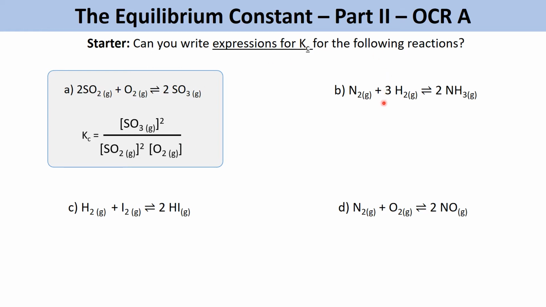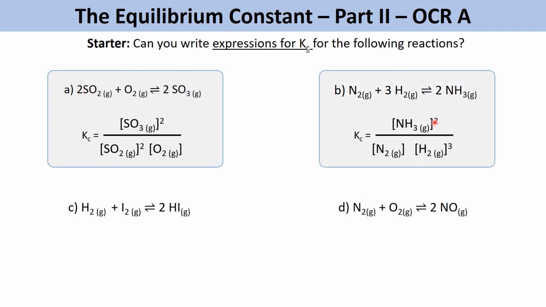Next up, we've got the Haber process here. Nitrogen plus 3 molecules of hydrogen go to make 2 molecules of ammonia. We can see here that we've got a 2, so therefore we're going to be raising ammonia to the power of 2, and we've got a coefficient of 3 here, so we're going to raise the hydrogen to a 3. We can see again it's products divided by reactants, and these square brackets here mean the concentration of each species.